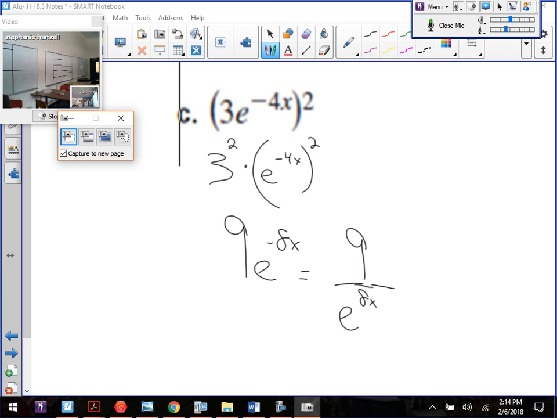There you go. What most people do is they'll try to square the x. The x is part of the exponent, so it's power to power. The x is part of the exponent.